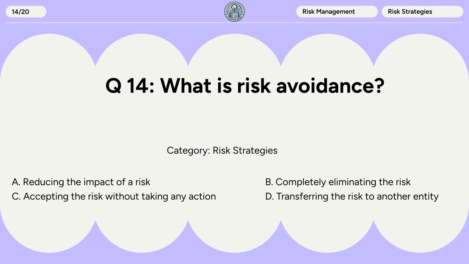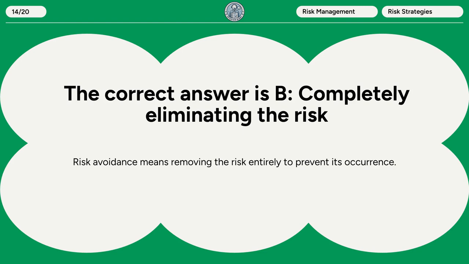Question 14. What is risk avoidance? A. Reducing the impact of a risk. B. Completely eliminating the risk. C. Accepting the risk without taking any action. D. Transferring the risk to another entity. The correct answer is B. Completely eliminating the risk. Risk avoidance means removing the risk entirely to prevent its occurrence.